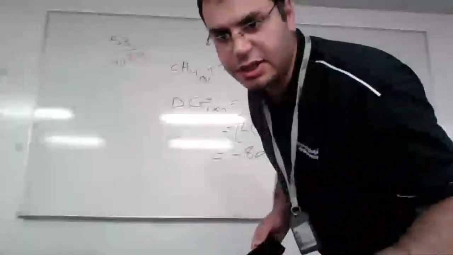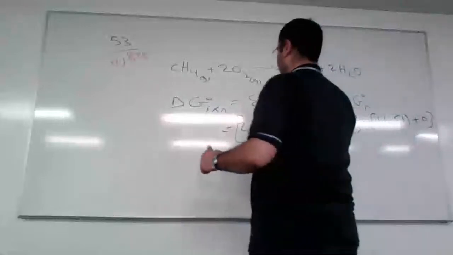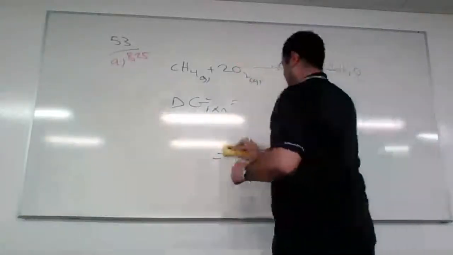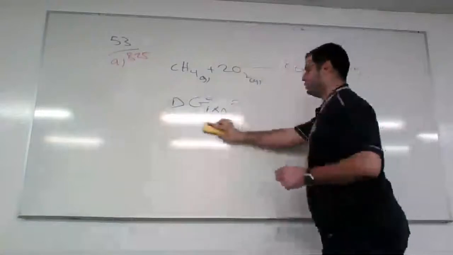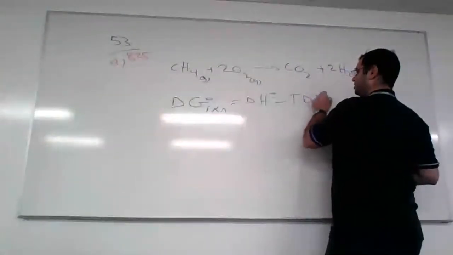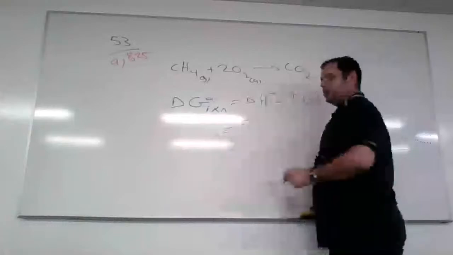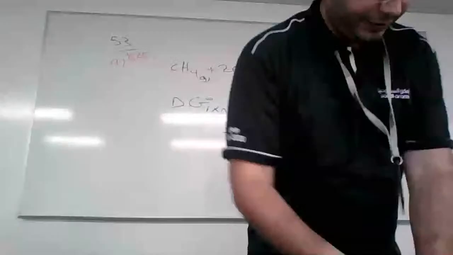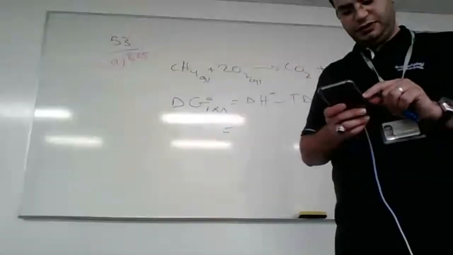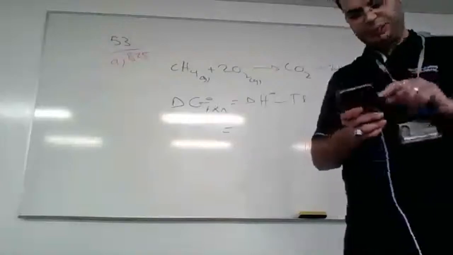Are we okay, guys? Can we move on? I will erase in here. We have another rule we can apply, which is delta H naught minus T delta S naught. What's the value of delta H naught, Isha? Did we calculate that?